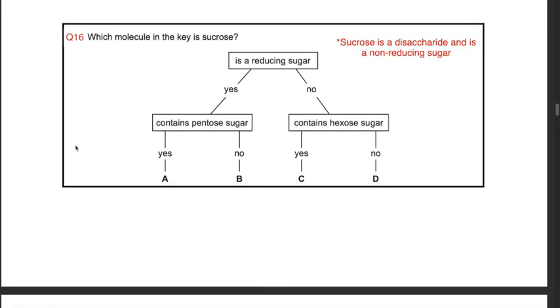Question 16. Which molecule in the key is sucrose? Key thing you should know is that sucrose is a disaccharide and hence is a non-reducing sugar. Therefore, is a reducing sugar? That should be no. And contains hexose sugar? Yes, because sucrose is a 6-carbon sugar unit. Therefore, the answer is C. Is a reducing sugar? No. Contains hexose sugar? Yes.